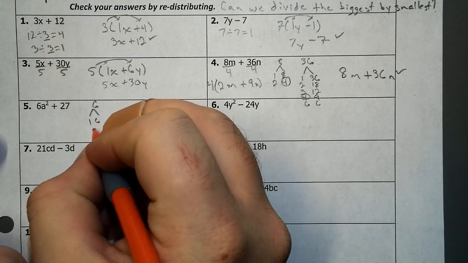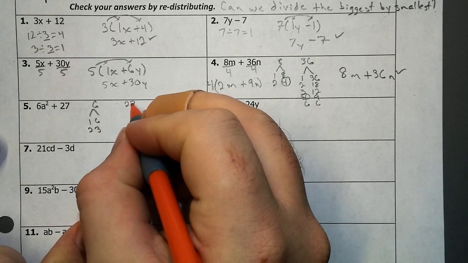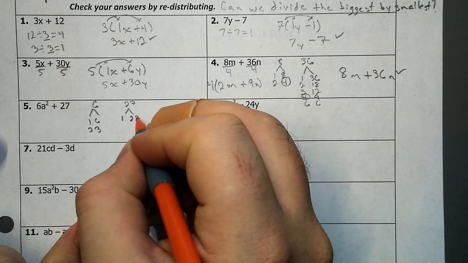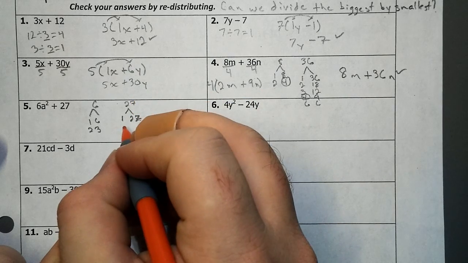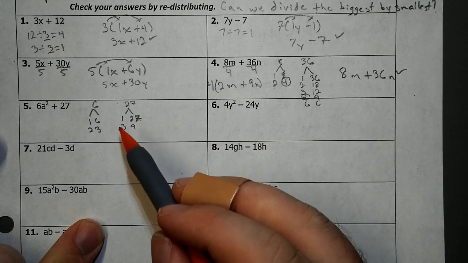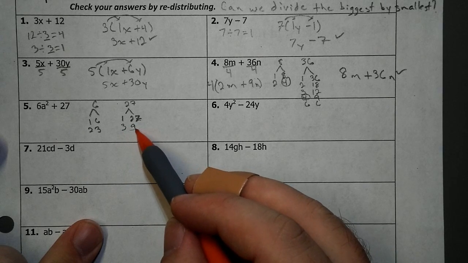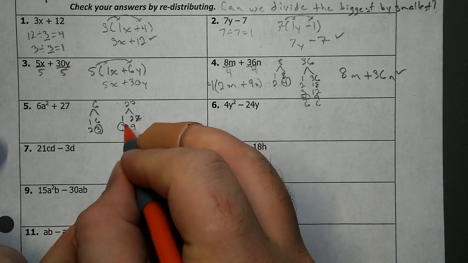1 times 6, and then 2 times 3, and then let's try it with 27. That's going to start out 1 times 27. Now, 2 doesn't go in there, but 3 does. 27 divided by 3 is 9. 4 doesn't go in there, 5 doesn't go in there, 6 doesn't go in there, 7 doesn't go in there, 8 doesn't go in there, and then once we get back to 9, we're done. The biggest number in both of them is just this 3.